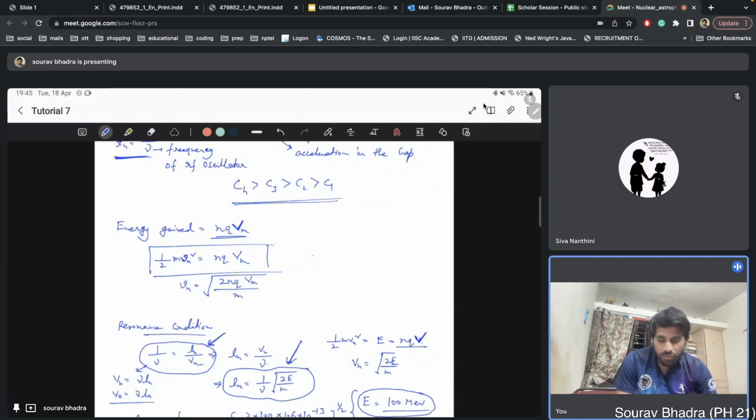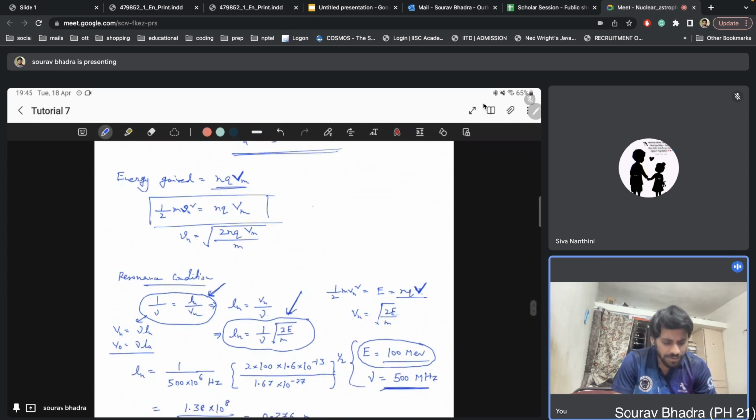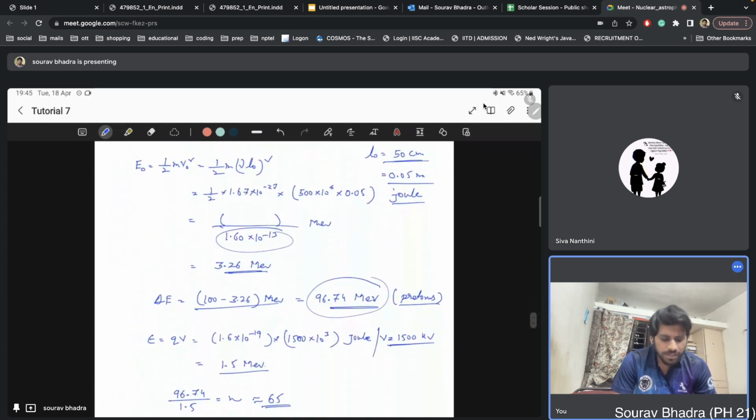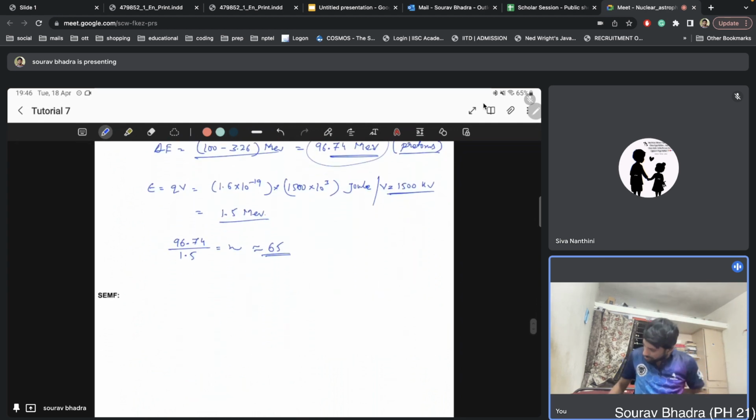So I have mentioned two types of accelerator, the most important ones: the cyclotron and the linear accelerator. In the first, the acceleration happens in a circular way, and in the linear accelerator it is in a straight line. I will not go into much more detail on accelerators. If required, I will see in the last assignment problems. So this was the thing.